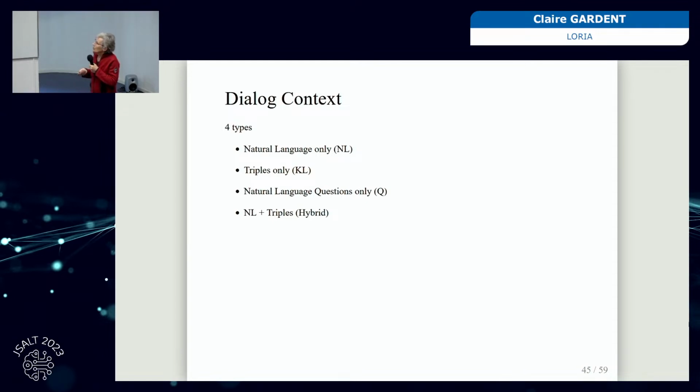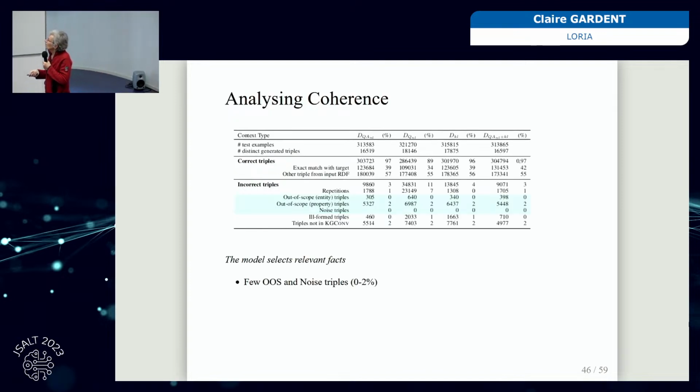Then we also experiment with different types of contexts, because we can train on a context with only natural language, only triples, or both. We also had one option where you take only the question and ignore the answers. The first thing we do is, because you predict a triple in addition to the question, you can directly check how many of the triples are actually relevant. So you can analyze relevance.